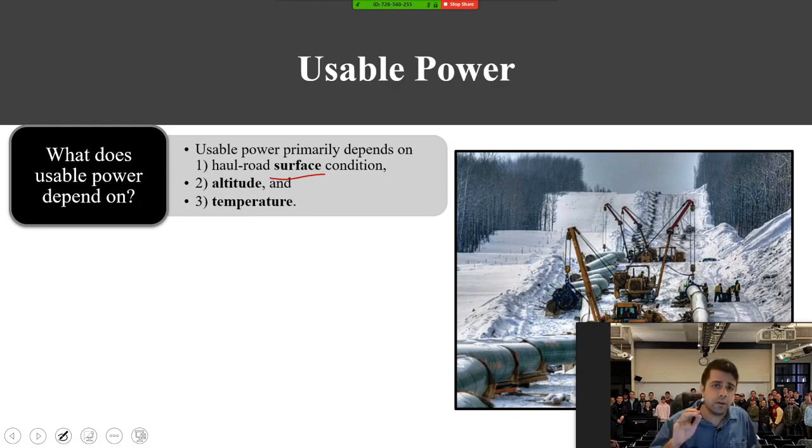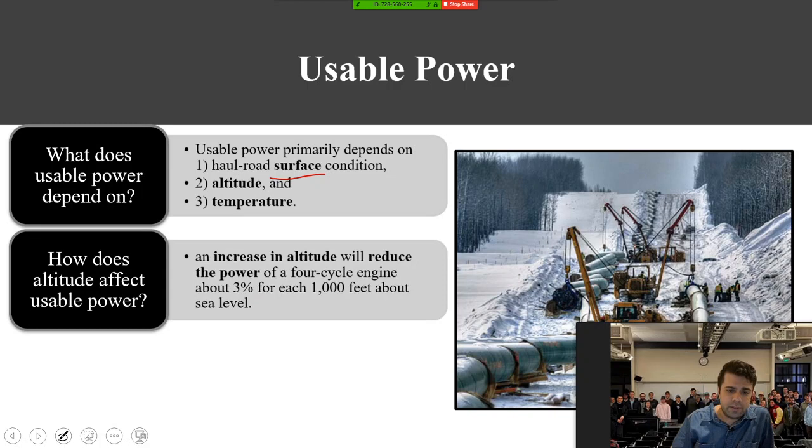There are lots of examples of construction at very high altitudes in the mountains, and in those areas the productivity of the machine could be impacted by the altitude. And the third factor that could impact the usable power is the temperature. In very hot temperatures, there is a reduction in the machine's productivity.